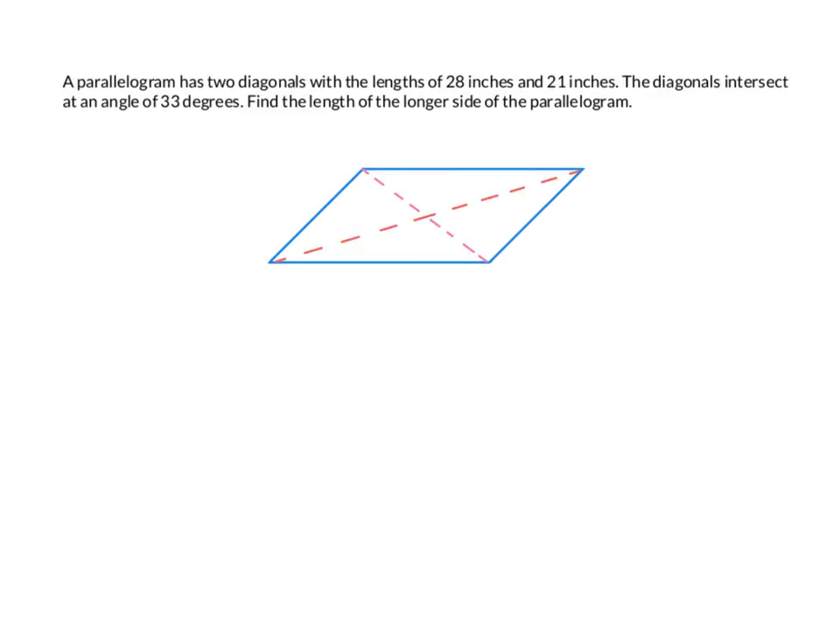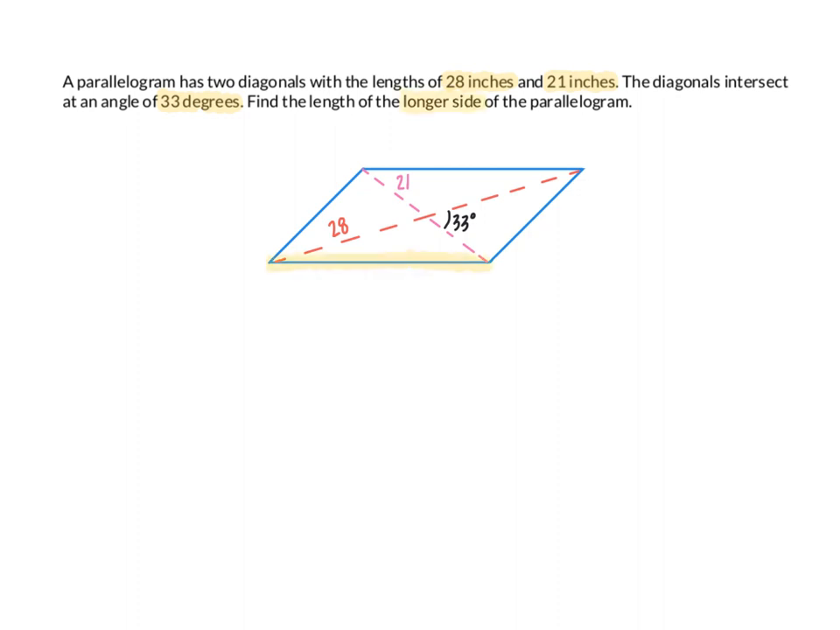So now let's go ahead and work a problem using the law of cosine. Always start by reading the problem and identifying important information given in the problem. So we have a parallelogram that has two diagonals with the length of 28 inches and 21 inches. And then it goes on to say that the diagonals intersect at an angle of 33 degrees. And the problem ends by asking me to identify the longer side of the parallelogram.